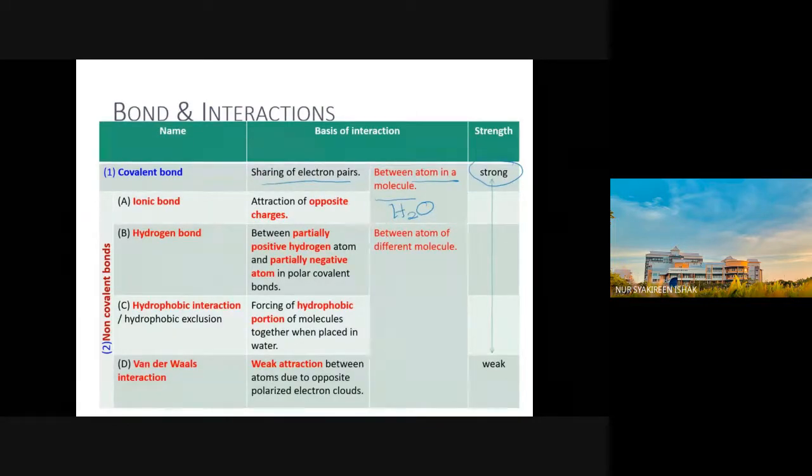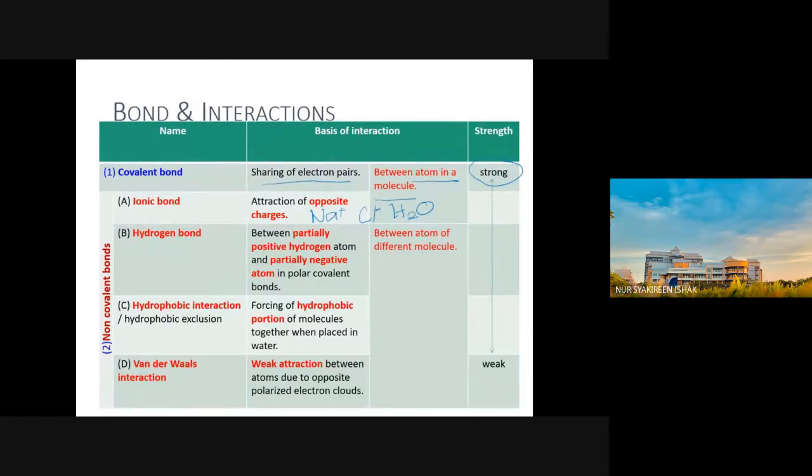The next bond is the non-covalent bond. There are four types of non-covalent bond. The first one is the ionic bond. The ionic bond involves attraction of opposite charges. For example, the ionic bond that forms between the sodium ion and the chloride ion.